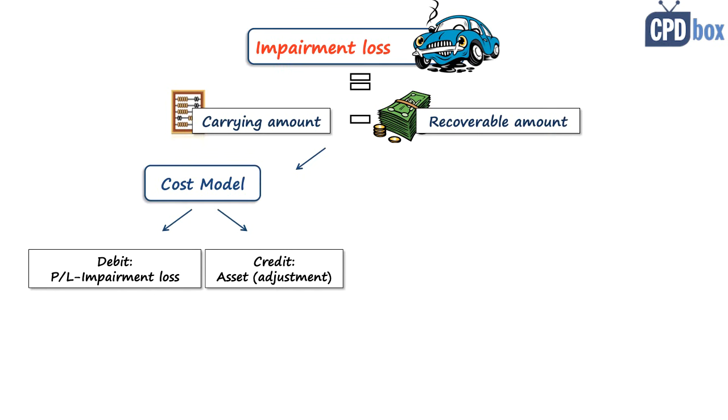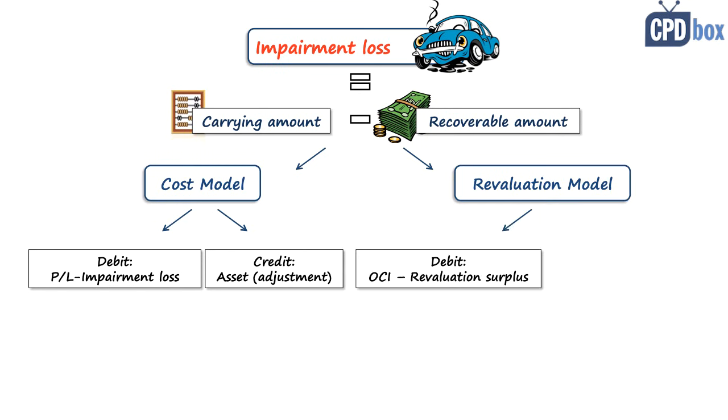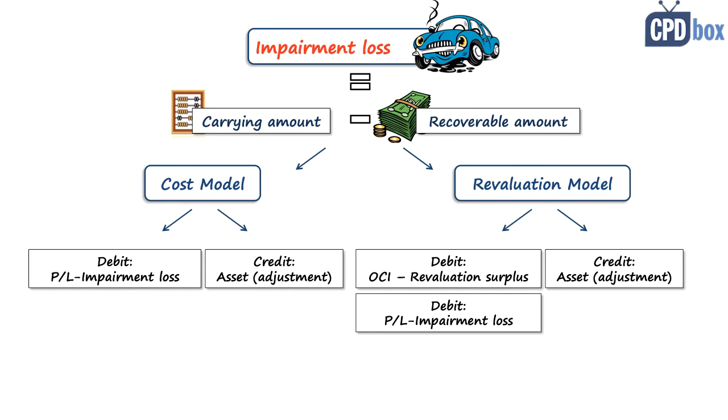But when you carry your assets under review at revalued amount, for example, in accordance with revaluation model under IAS 16, then any impairment loss shall be treated as a revaluation decrease in accordance with that standard. So in this case, by direct debit in other comprehensive income in line with IAS 16 for revaluation model and credit the asset or adjustment account. But if there's no revaluation surplus in equity or other comprehensive income, then the impairment is debited in profit or loss immediately, even if it's revaluation model.